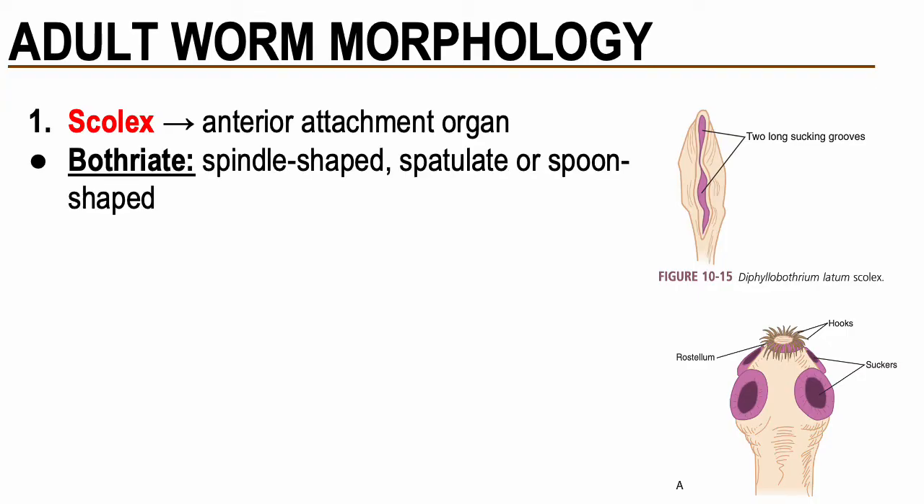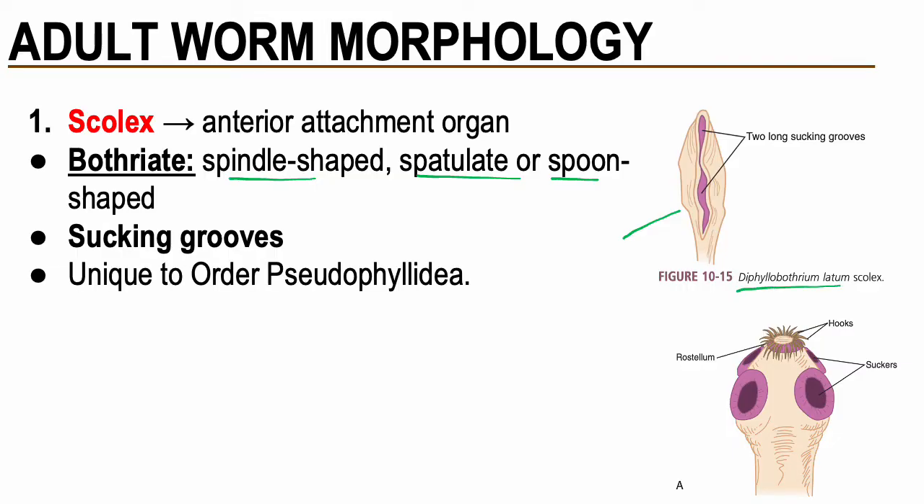The first one, we have botryoid scolex. This is described to be spindle-shaped, spatulate, or spoon-shaped in appearance, just like here on this picture. In terms of the attachment organ, they have two long sucking grooves. An example of this would be Diphyllobothrium latum and Spirometra. This is only unique to Pseudophyllideans.